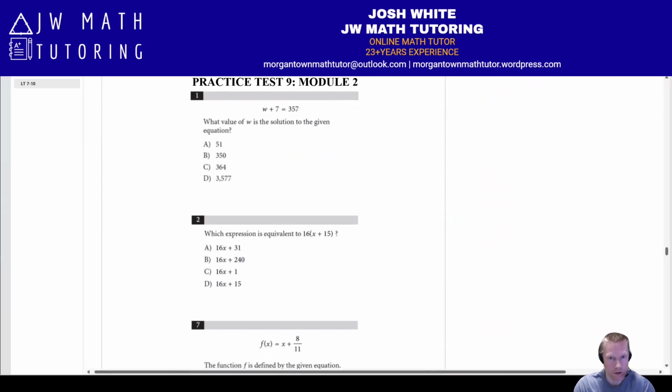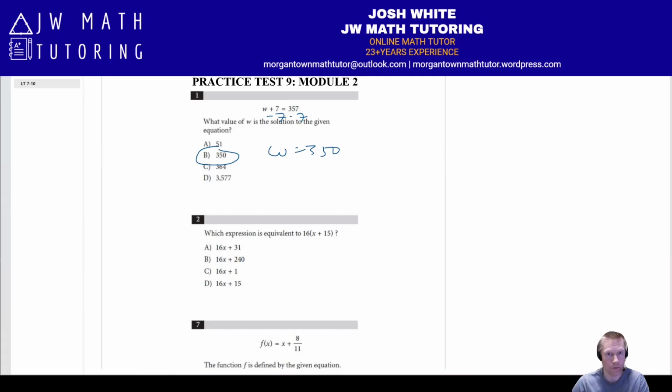All right, so let's go ahead now and start the unique questions from, again, linear paper test 9 module number 2. First one, very basic equation, just subtract 7 from both sides and get w equals 350. Of course, you could go to Desmos, you could type this equation in Desmos, but you'd have to scroll out a bunch to look for the vertical line at w equals 350. Or actually, no, you couldn't do that. You would have to change it.